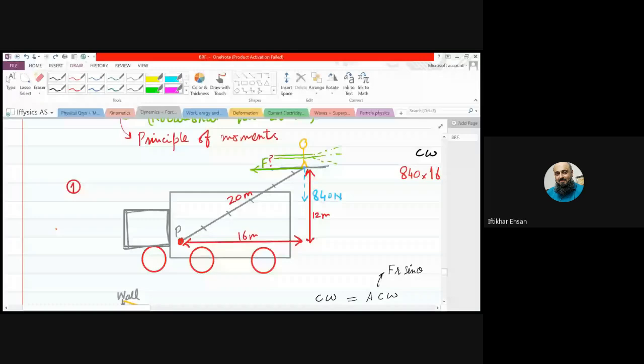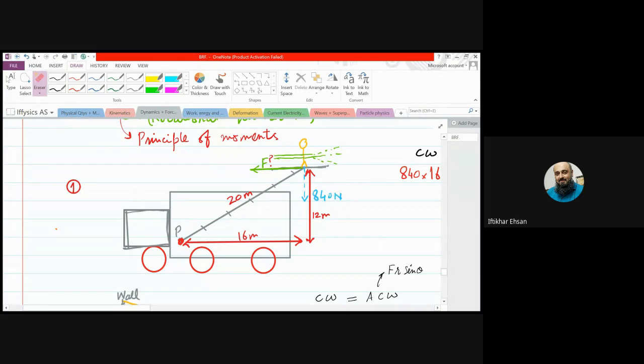Hassan, you will remember, this was done in the O level. Consider this is a fire brigade, fire extinguisher truck. I have made a simple diagram. And this is a ladder on which a fireman is there with a pipe. The weight of the fireman is 840 Newton. The same reading has come in the past paper. This is a paper question in O level.